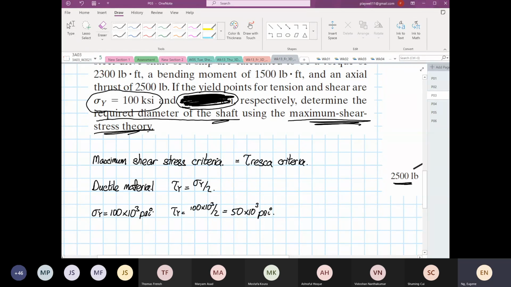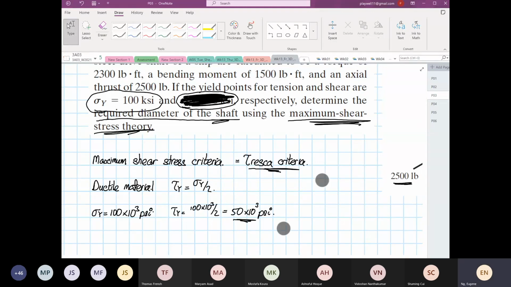Usually, if you look at any handbook, most values given are in tension or compression. Very seldom do they show you data in terms of shear. So if you don't know the value in shear, you use the Tresca criteria and calculate it to be equal to 50 times 10 to the power 3. Are we clear? Any questions so far?